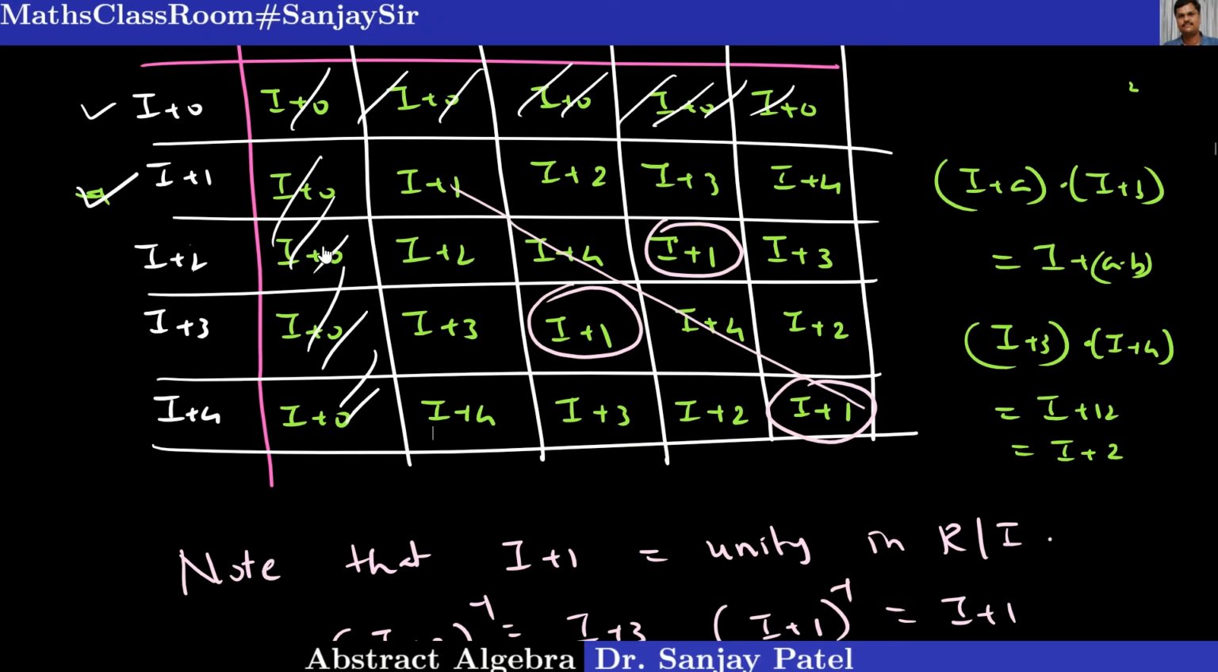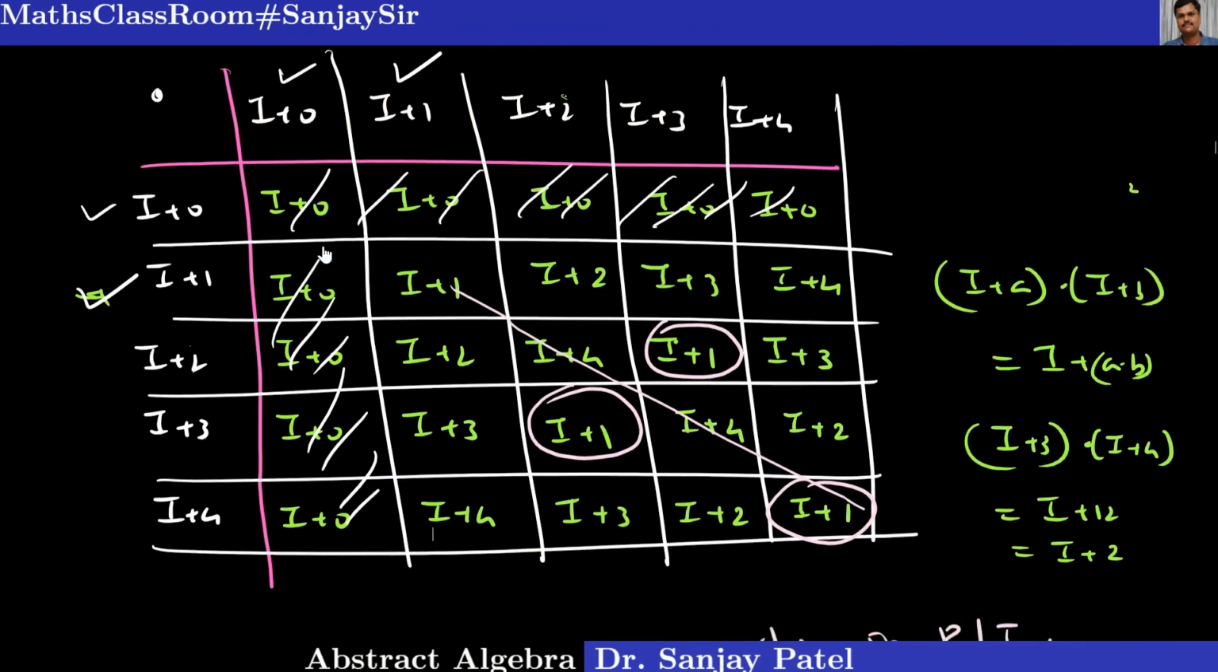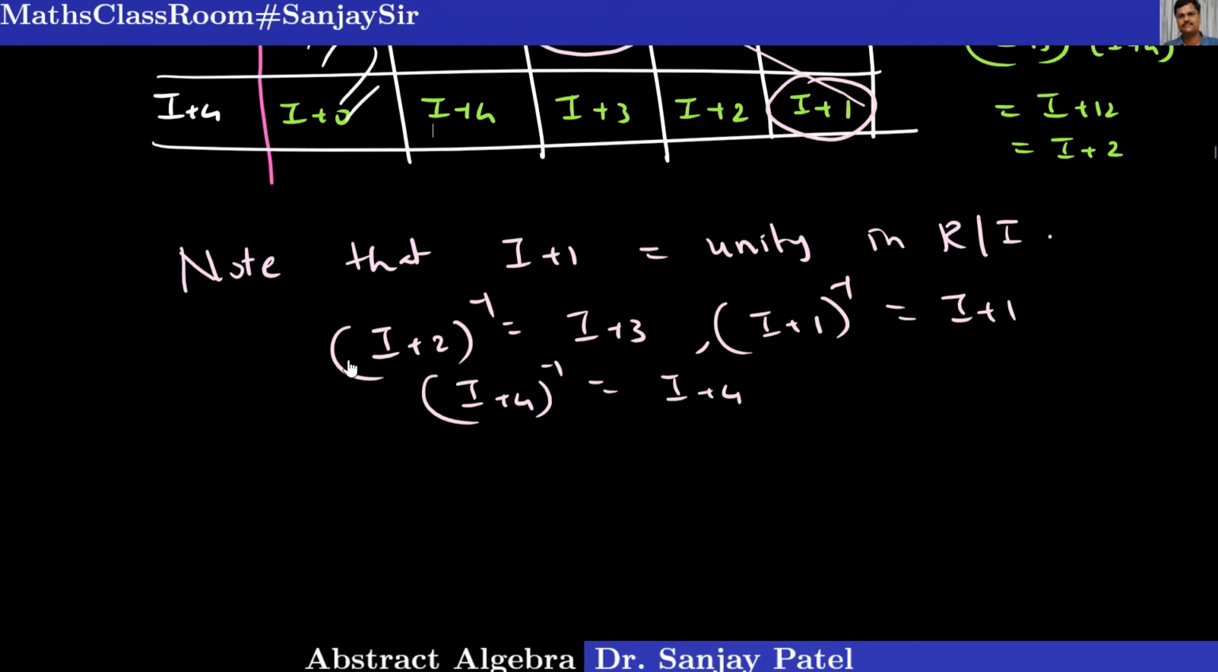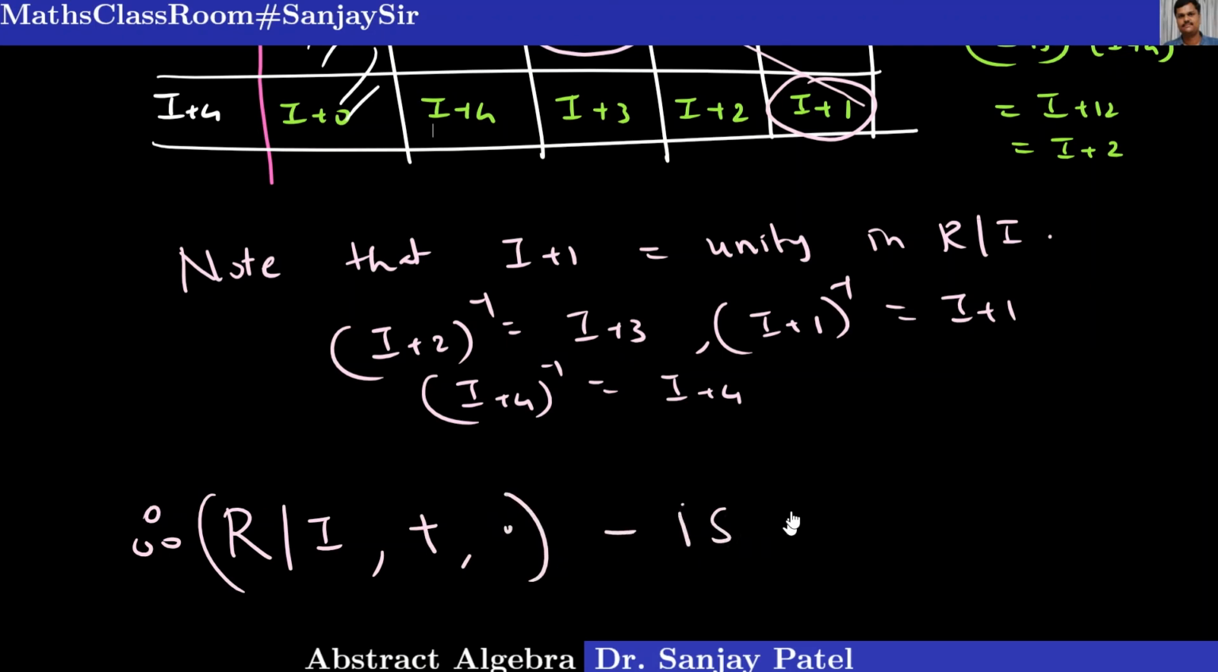So thus what I have proved is the set R mod I is a group with respect to plus, rather an abelian group with respect to plus. It is also that the set of all non-zero elements has multiplicative inverse, and it satisfies all the conditions of a group with respect to multiplication. So I can conclude that the set R mod I, that is in fact a ring R mod I, is a field. This is a field. Okay.